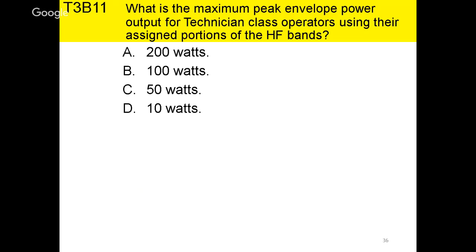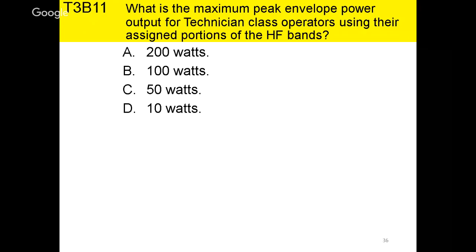assigned portions of the HF bands? You don't have the maximum stated here, so this should be really a no-brainer for all of you. The maximum on HF bands a tech class operator can use is 200 watts. However, when you get above the HF bands into 6 meters and higher frequencies, you have the opportunity to transmit the full legal limit of 1.5 kilowatts or 1,500 watts of power.